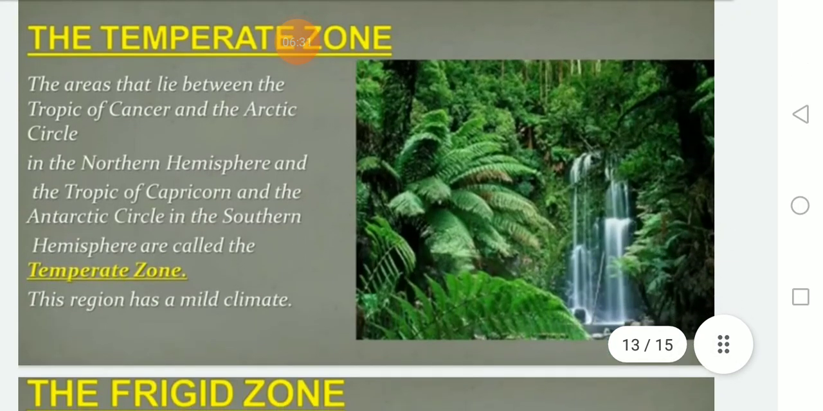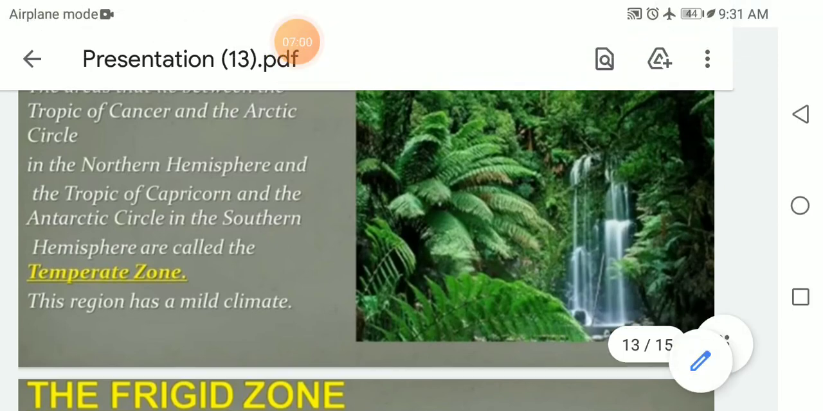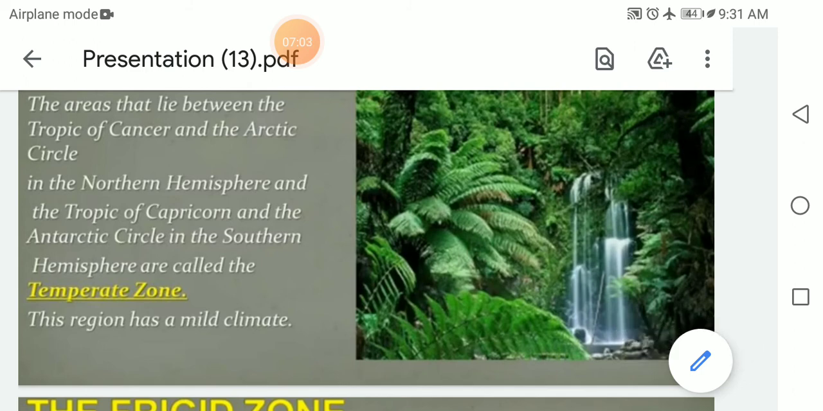Then we have the temperate zone. The areas that lie between the Tropic of Cancer and the Arctic Circle in the northern hemisphere, and between the Tropic of Capricorn and the Antarctic Circle in the southern hemisphere, are called the temperate zone. This region has a mild climate. It is neither too hot nor too cold.